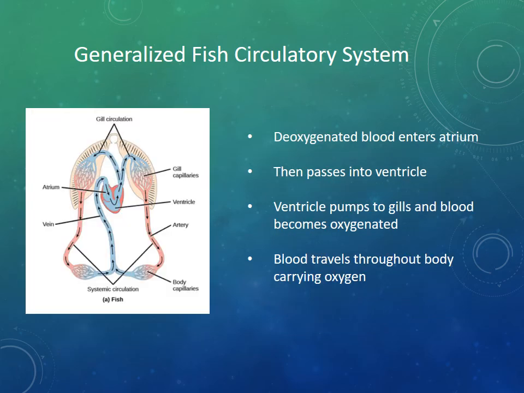But when you have the overall blood flow for the heart in the fish circulatory system, deoxygenated blood enters the atrium. This is pretty much the case all the time. However, there's an exception once you get to the double circuits. It goes into the ventricle, which is the pump of the heart, and then that pumps the blood to the gills where it becomes oxygenated, and that travels throughout the body.